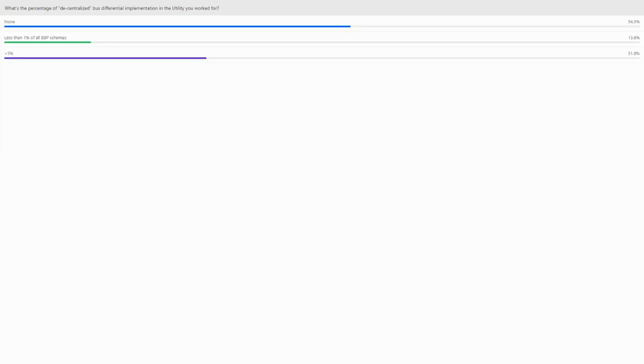So another poll we'll be taking. This is the final poll. This is about the decentralized bus differential implementation in the utility that you work for. What is the percentage that you have seen? I would expect most utilities probably do not have this type of scheme implemented in their substations, but we shall see. Give it another 5, 10 seconds to answer. Okay, so none as expected. Actually, there is somebody who answered greater than 5%. I was a little surprised by that, but that means they are probably a transmission operator, so they have quite many larger substations. Okay, so I have a couple of slides and we're done.